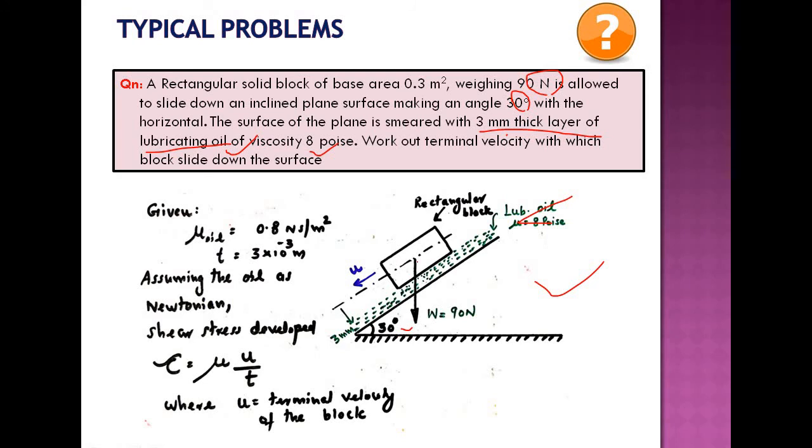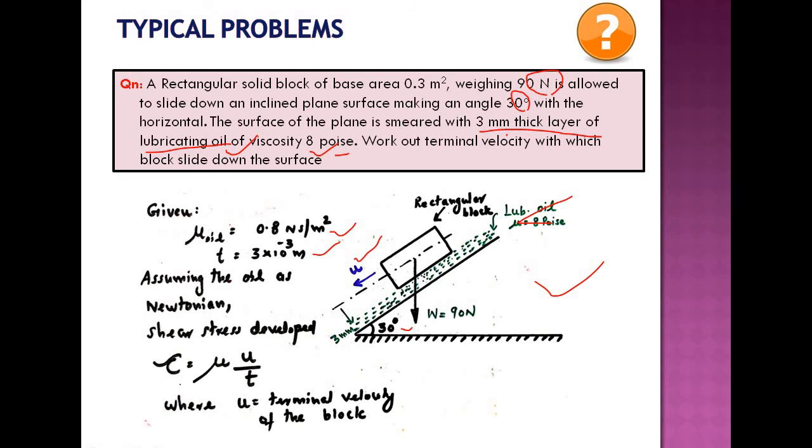Why is it sliding down? It is sliding down because of the weight only. So it will attain a velocity gradually. So that velocity is designated as small u. Given data, you see, mu is given 0.8 Newton second per meter square, that is 8 into 0.1. Thickness T is equal to 3 mm, that is given, so it is 3 into 10 raised to minus 3 meter. Assuming oil is Newtonian, you can find out the shear stress.